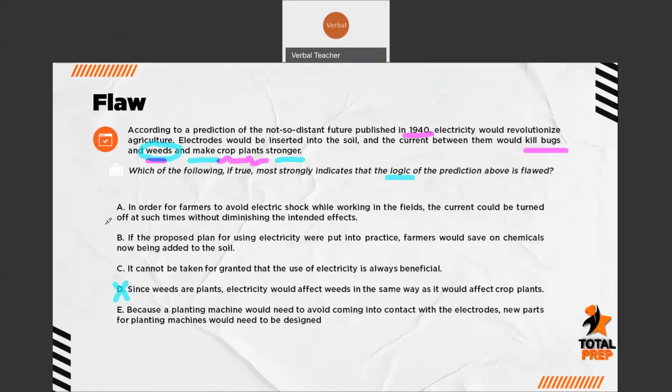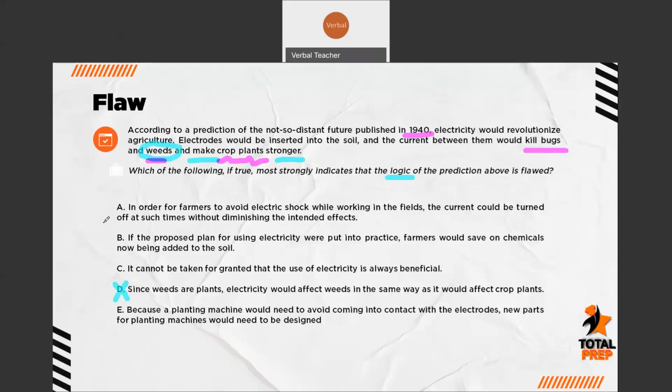So let's see. A, in order for farmers to avoid electric shock while working the fields, the current could be turned off at such times without diminishing the intended effects. This is not a problem. This is actually okay, right? But it's not a problem in the prediction, in the logic.